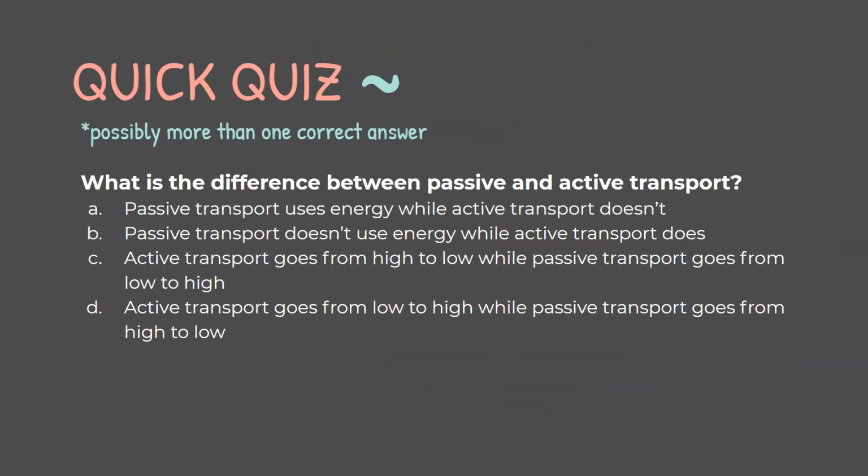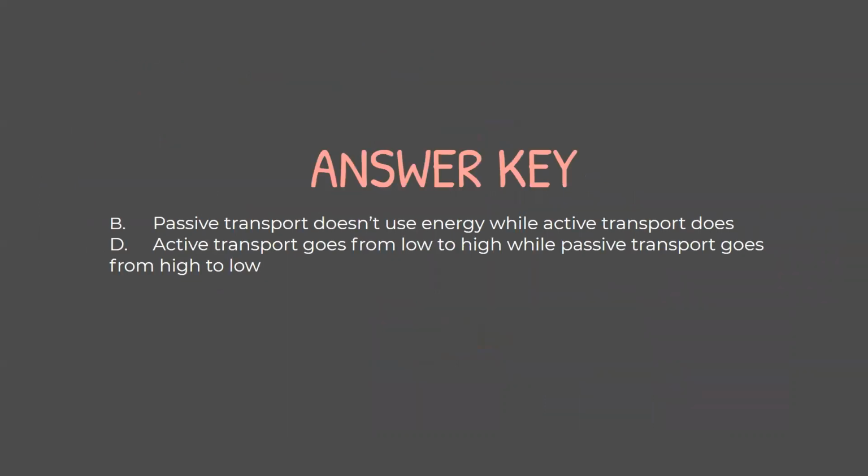What is the difference between passive and active transport? And the answer is B and D. Passive transport does not use any energy while active transport does. And D, active transport goes from low to high while passive transport goes from high to low.